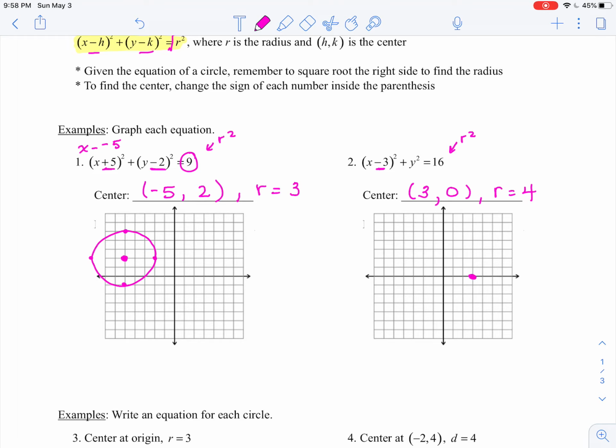Again, plot the point for your center first. Then from that center point, count out the radius in each direction.